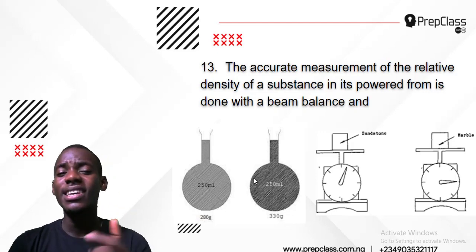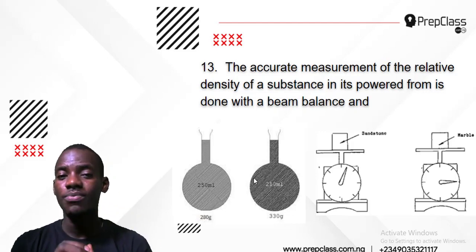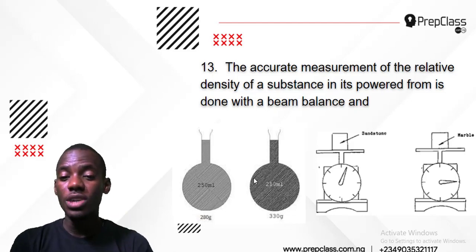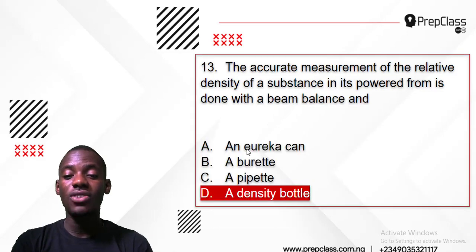Remember that relative density is the density of a substance in relation to the density of water. So therefore, you will need a density bottle to find the density of the material and the water. Then you will need a beam balance to weigh the material and the water, and that is what we will need. So the answer is just a density bottle.